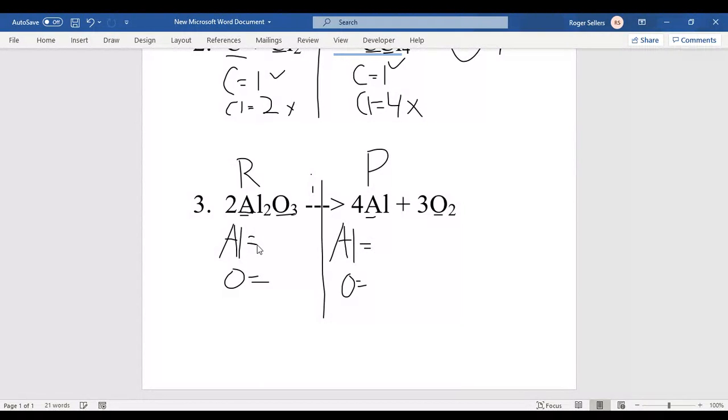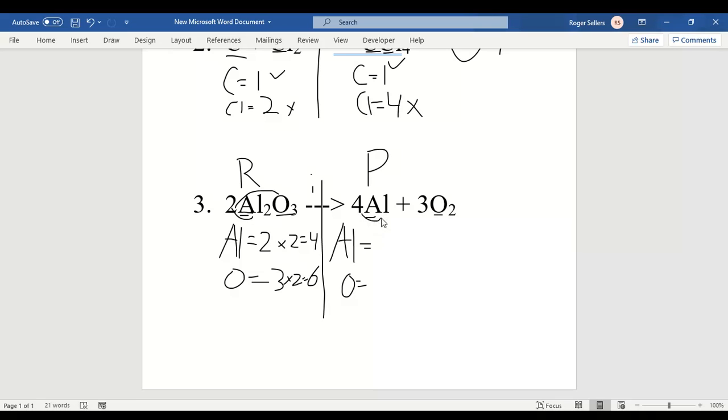So now we count the number of atoms. So we have a subscript 2, and then a subscript 3. And that 2 in front means we've got to multiply both of those. So we do 2 times 2, and then 3 times 2. So that's giving us 4 aluminum and 6 oxygen on the reactant side.